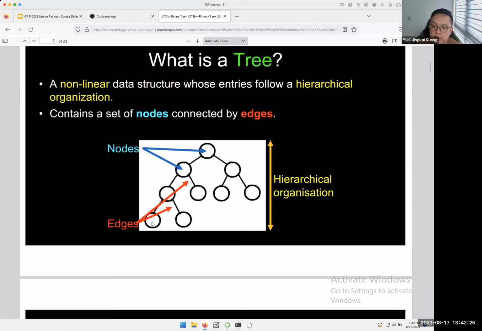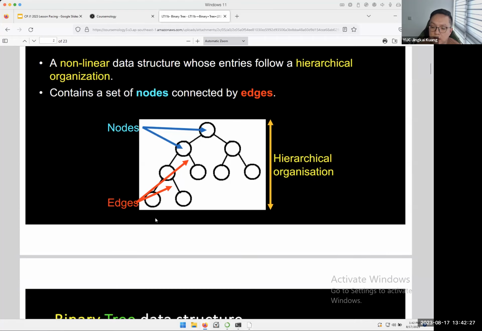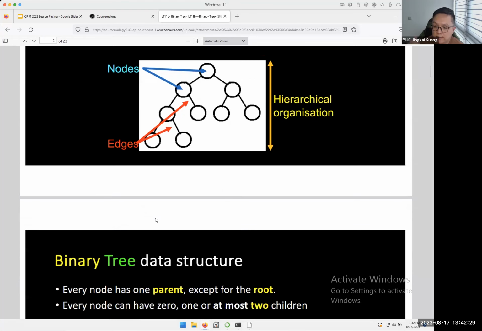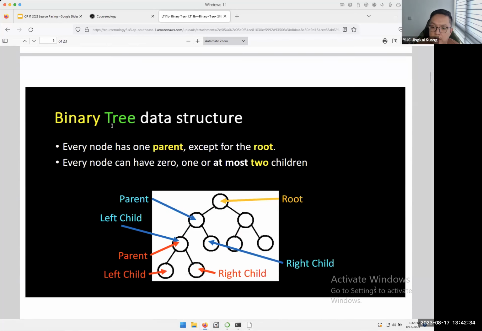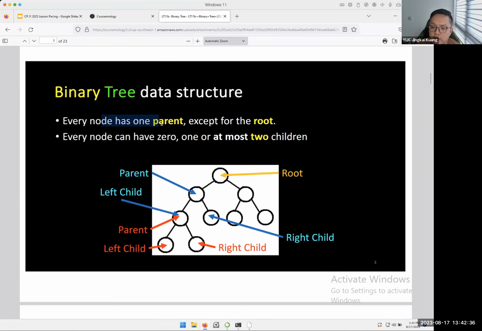Later you'll see that these are called leaves as well. As the name goes, it is binary. Every node has one parent except for the root. What this means is that at every node there is one more node above it that is linked to it, except for the root, because the root is the start, so the root doesn't have a parent. Then every node can have 0, 1, or at most two children.